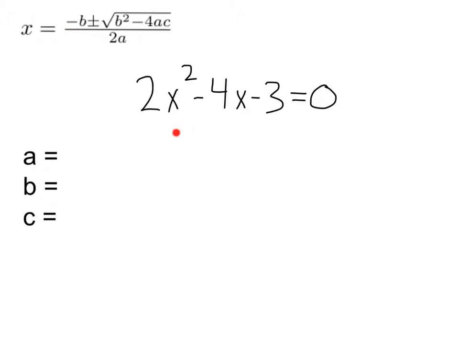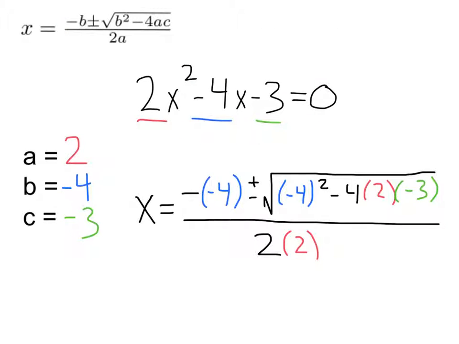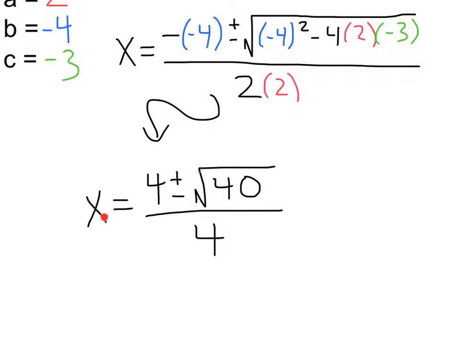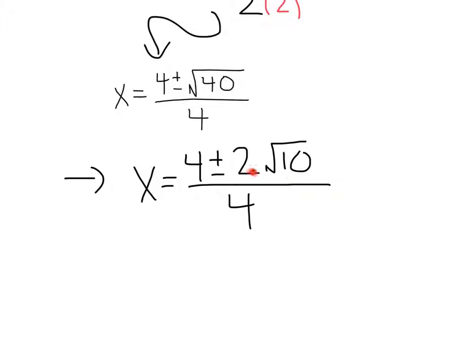Moving on, 2x squared minus 4x minus 3 equals 0. So we get our a, b, and our c, we plug it all in. Boom, boom, let's go simplify. That'll give us x equals 4 plus or minus the square root of 40 divided by 4. Now this time, instead of finishing here, we actually can simplify this square root of 40. So let's go ahead and do that. Breaking that 40 down, we can get 2 square root of 10.